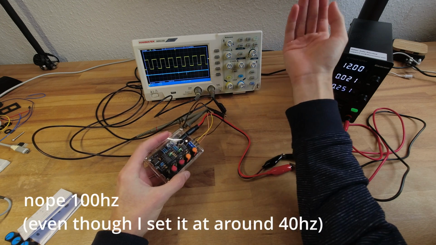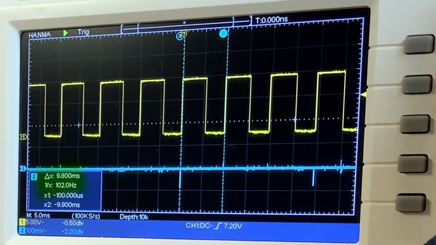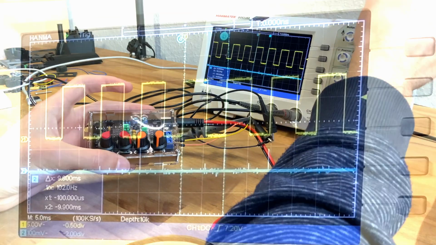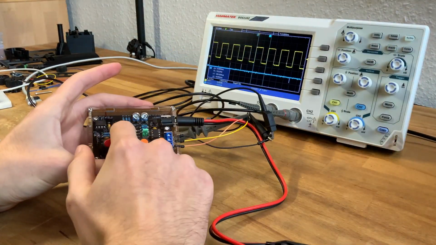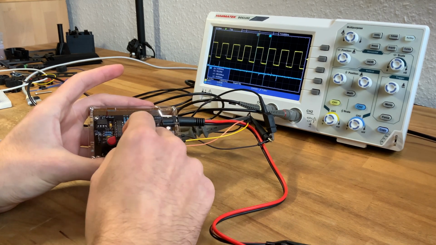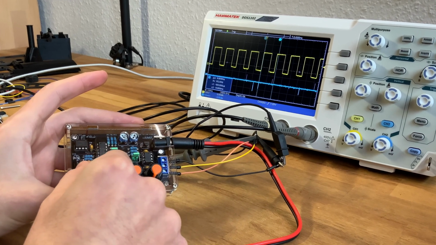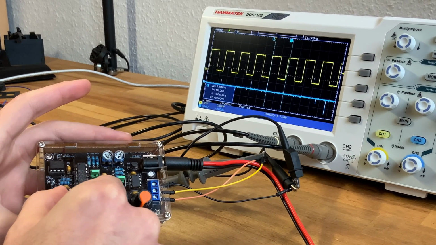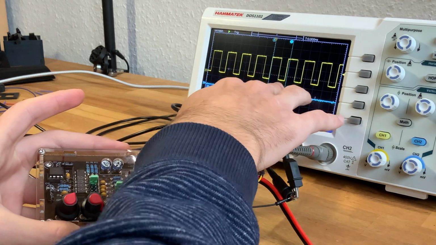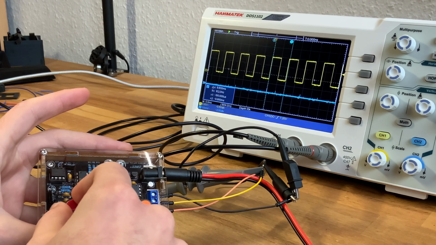Right now we are at, I don't know, 20 hertz. I can measure it. Right now we are at 100 hertz, which makes no sense because my thingy is between 5 and 50 hertz. And as you can also see, if I change only the duty cycle, the frequency changes as well. These two, A and B, show the time of 10 milliseconds.